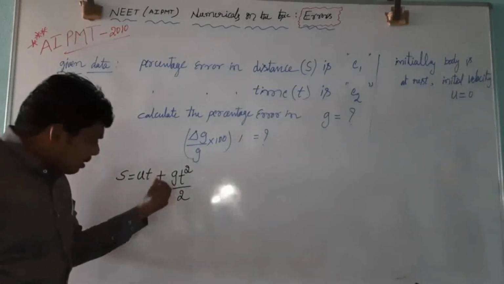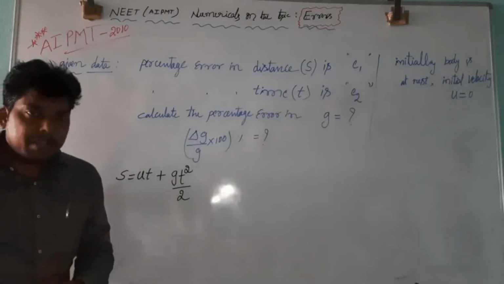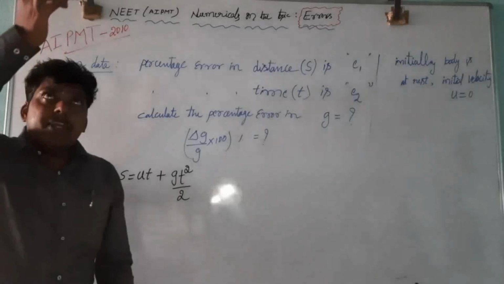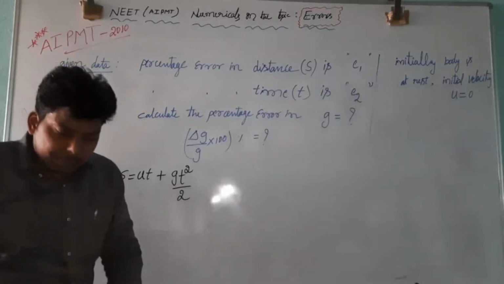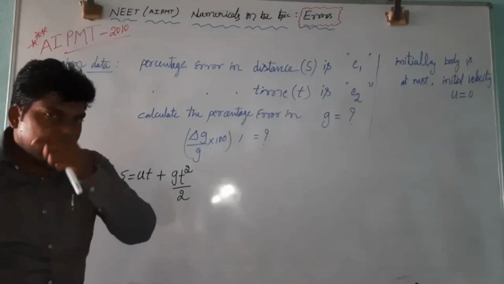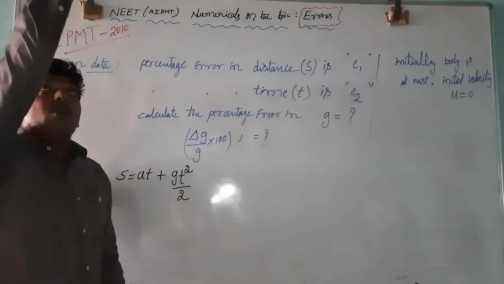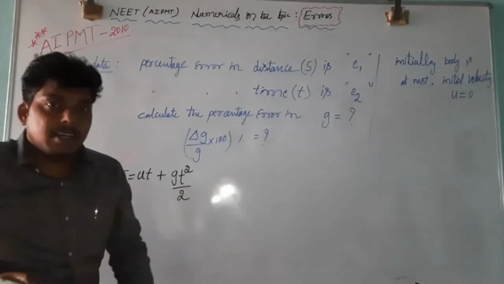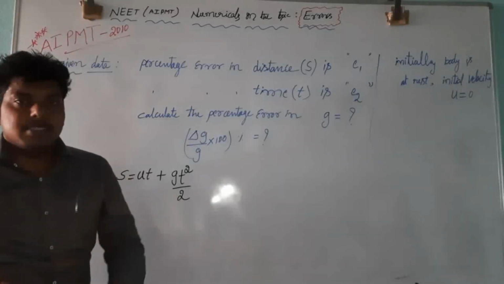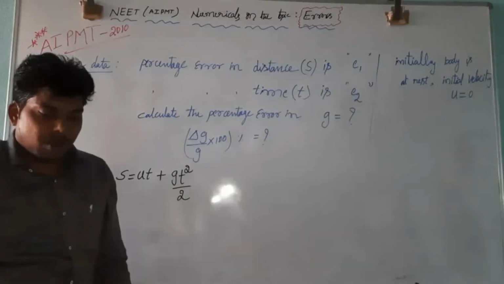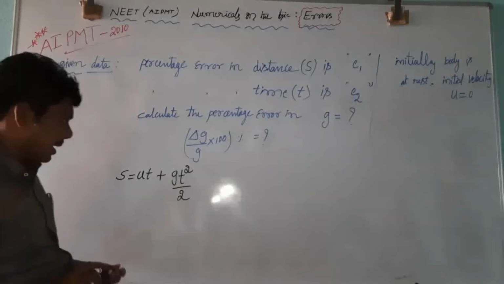Here, do we have to take plus g or minus g? Plus g only. Why? Because is there an increase in velocity or a decrease in velocity? When the body is dropped from a certain height, there will be an increase in velocity, so we have to take that as plus g. If the body is thrown upwards, then we have to take the negative acceleration. Why? Because there will be a decrease in velocity. But here the body is freely falling, so we have to take the positive acceleration.